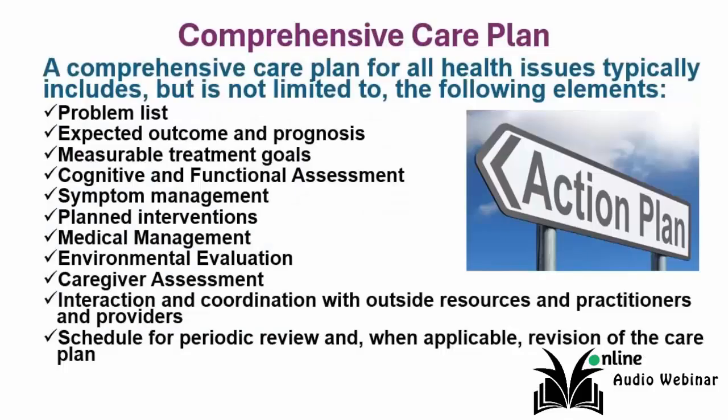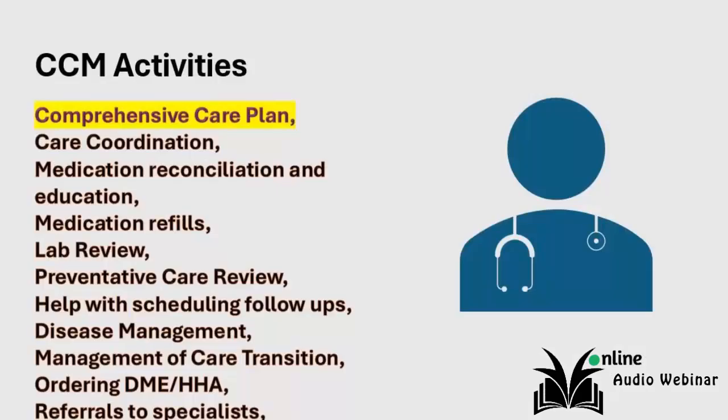What is a care plan? What can you bill for? Like, what are the CCM activities? And as you can see, a comprehensive care plan is, number one, you have to have it and design it. Anything you do for or on behalf of the patient in between the visits should be counted as CCM.